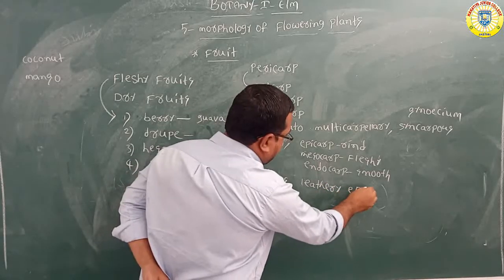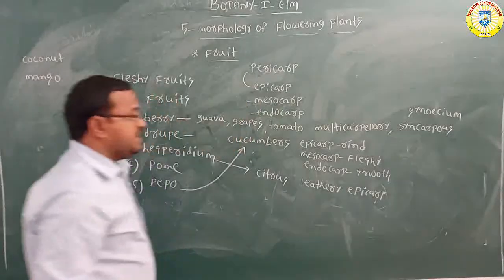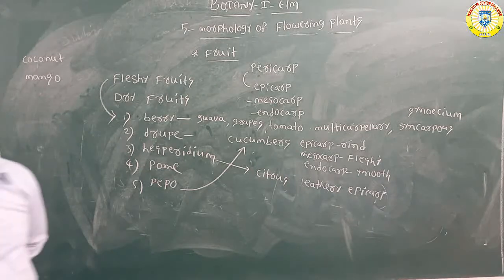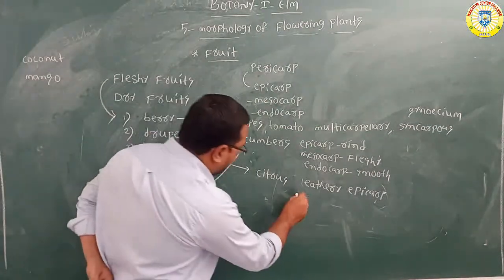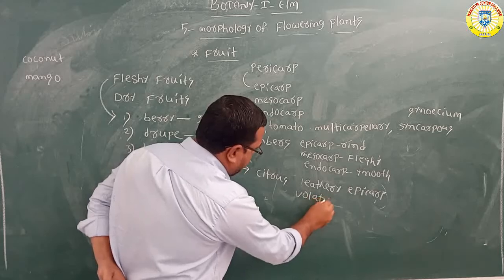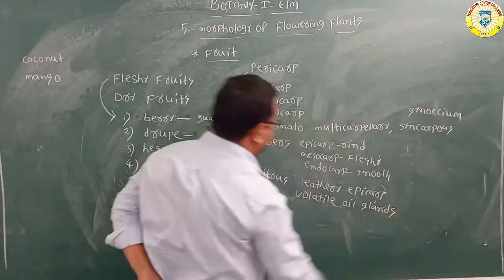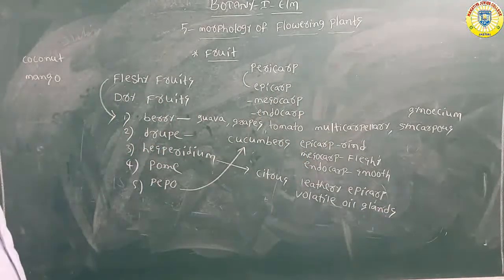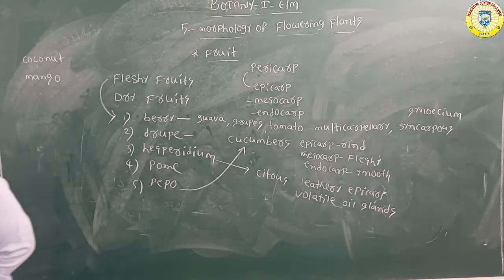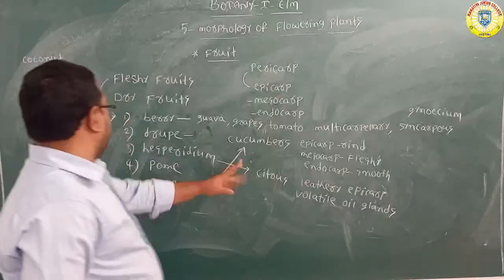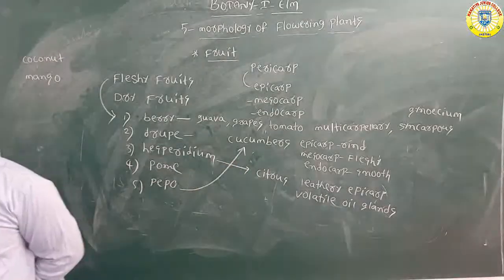Leathery epicarp. Epicarp is leathery and they have many volatile oil glands, especially in citrus. This type of fruit, especially in citrus, we call hesperidium.